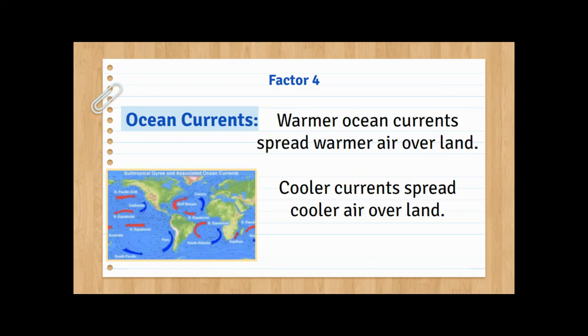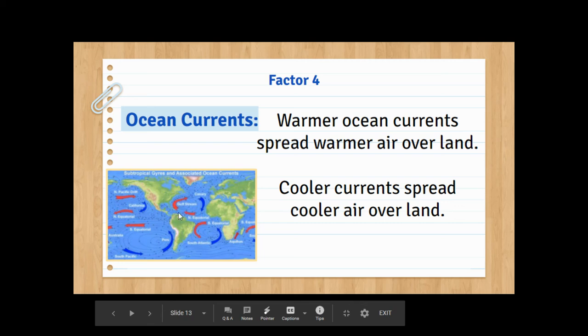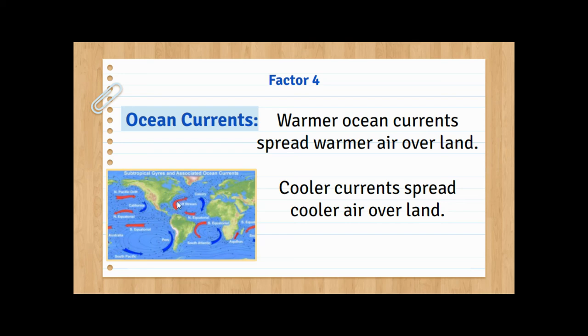The fourth factor that can affect climate is ocean currents. Ocean currents tie in very well with our last factor of distance from water. Ocean currents impact climate because warm ocean currents spread warmer air over the land near that body of water, while cooler ocean currents spread cooler air over the nearby land. Pause the video now to record why ocean currents are a factor that affects climate. And you can see in the image the different ocean currents, the red arrows representing warm air, the warm water, and the blue representing cool water.